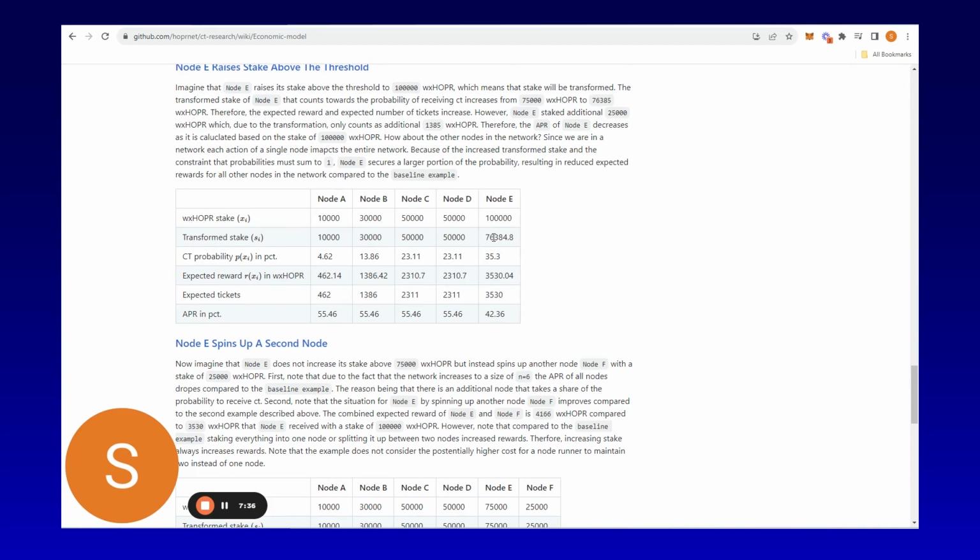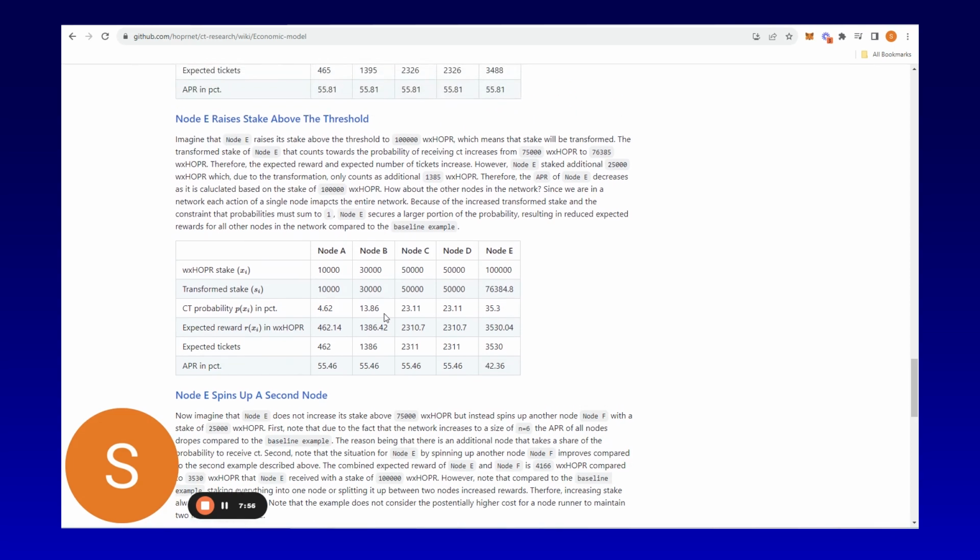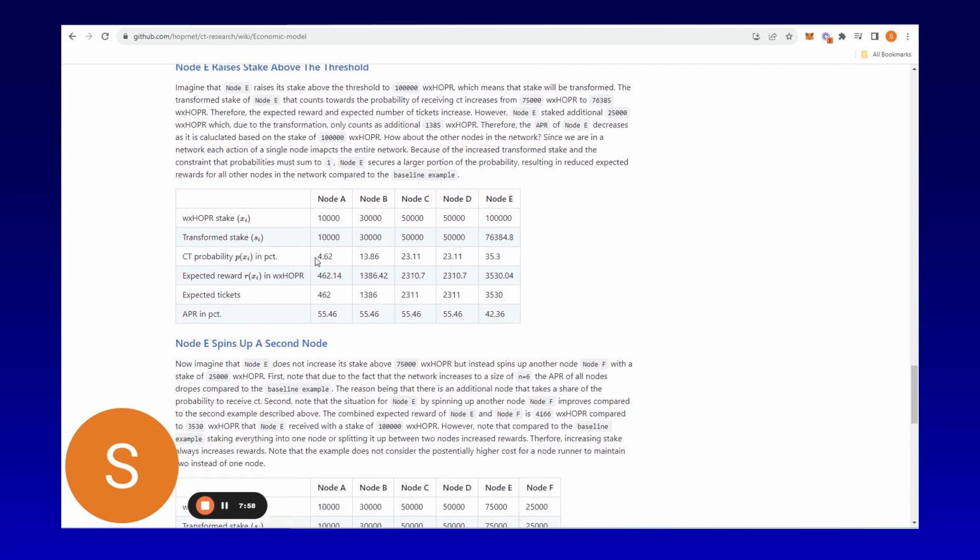But it is still higher. So that 25,000 is worth something. He still does have an extra 1,300 additional transform stake. This increases his total rewards, but reduces APR. He's staking more to earn less percentage-wise. And what's important to note is he's actually reducing the total earnings of everyone else on the network.